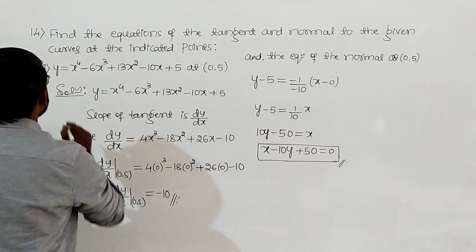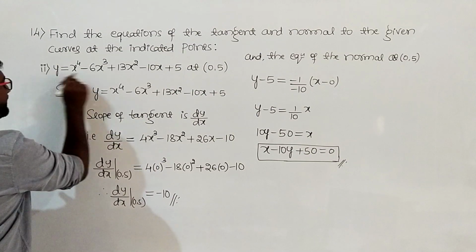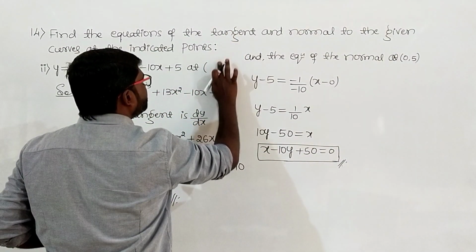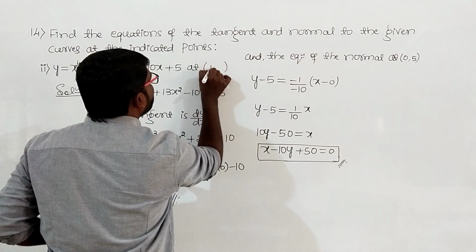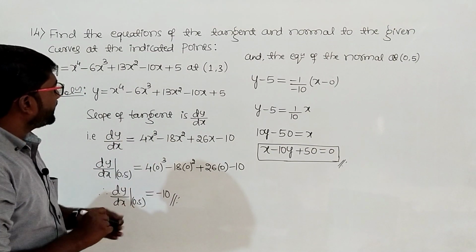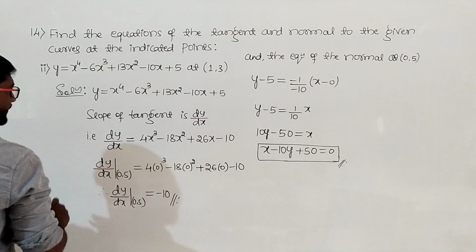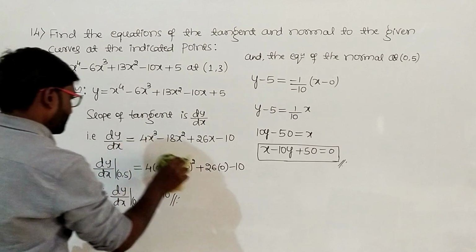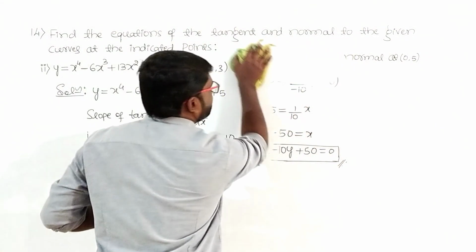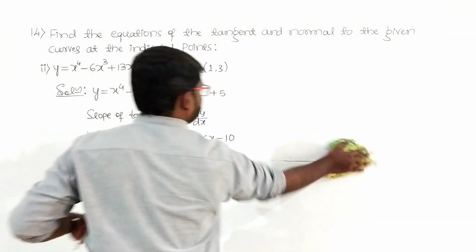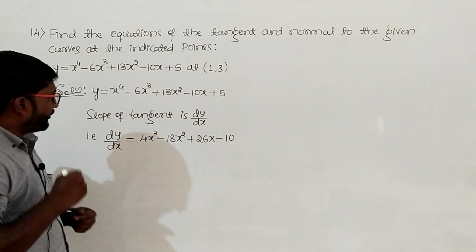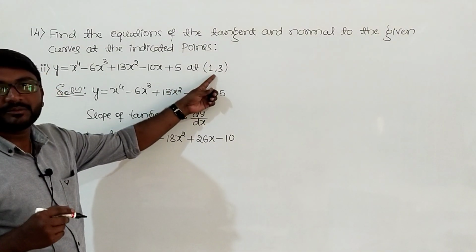The second sub question is on the same curve, and the point is (1, 3). So now let us evaluate the slope of the tangent. We have to rewrite this; till here it remains the same. Now we have to find the slope of the tangent at (1, 3).